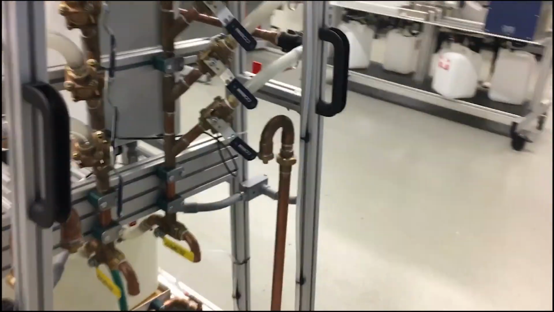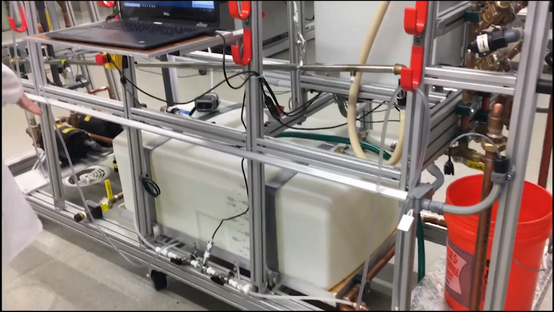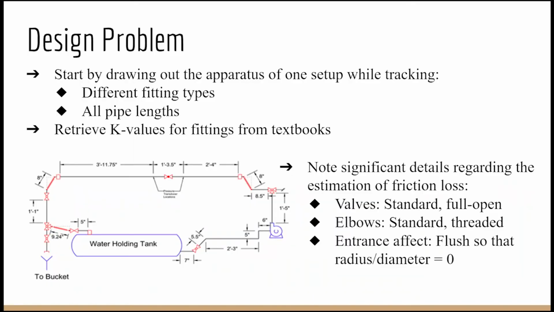Then, all pipe lengths and their heights were measured. To do this, we noted each pipe's material and their estimated diameter. For each pipe fitting, the average K values for each were found in Denevers and in Albright's Chemical Engineering Handbook. All valves were considered standard and full open. Elbows were considered standard and threaded. For the entrance effects, it was a flush entrance with sharp edges so that the R over D was equal to 0.